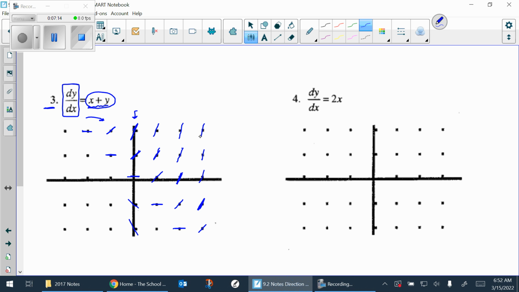So I recognize that it's the diagonals that have the pattern for me. Here we're going to have a slope of negative 1 all the way along this diagonal. And if we bump over one more, slope is negative 2. Slope is negative 3. Negative 4, negative 5.